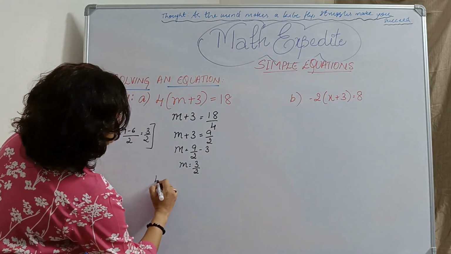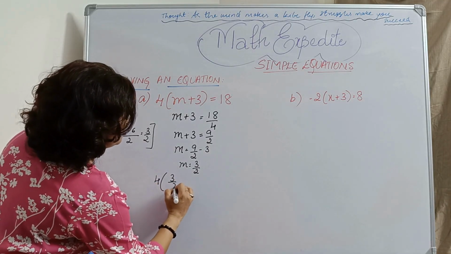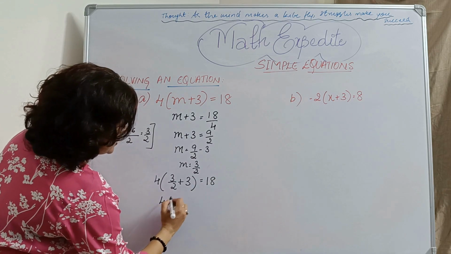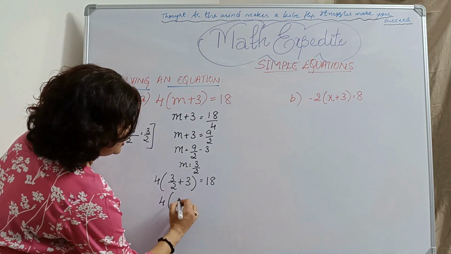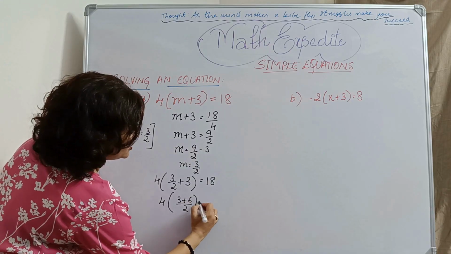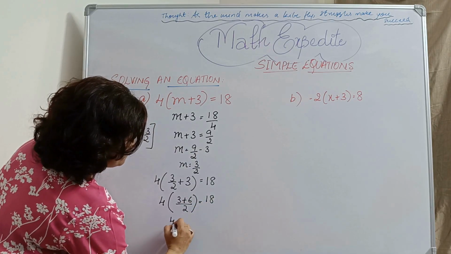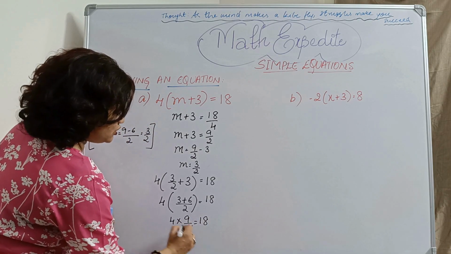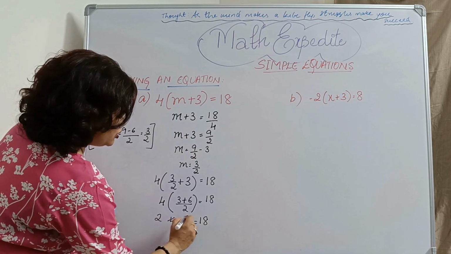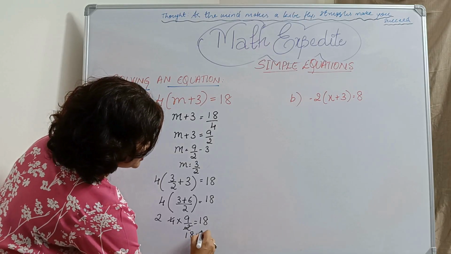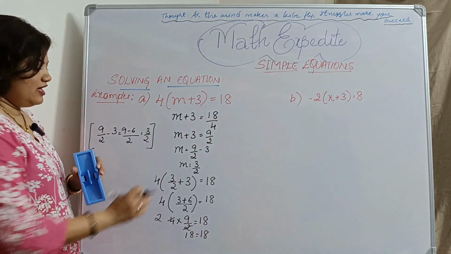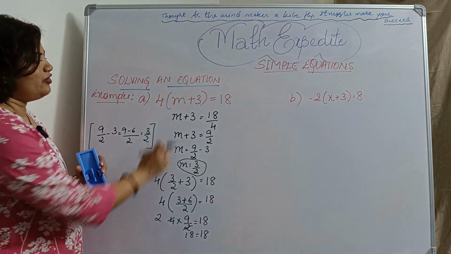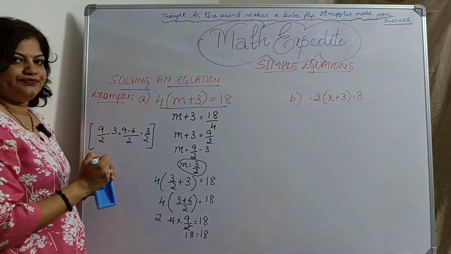So here 4 into 3 by 2 plus 3 equals 18. So m into LCM is 2, 3 plus 6, which is equal to 18. 4 into 9 by 2, which is equal to 18. 2 ones are 2, 2 twos are 4. So 9 twos are 18, which is equal to 18. So the answer m is equal to 3 by 2 is the correct solution for this equation.